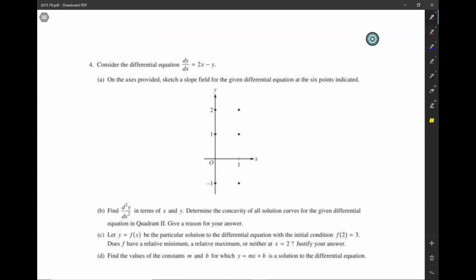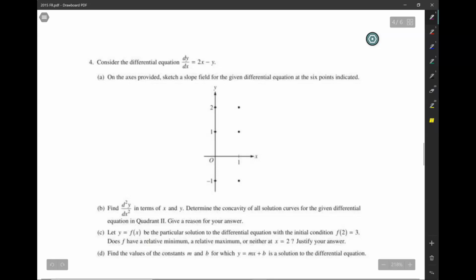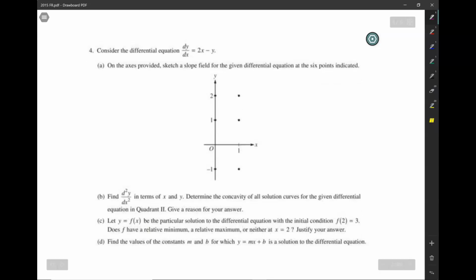Differential equation: dy/dx equals 2x minus y on the axes provided. Sketch a slope field. Okay, let's do this. Let's start with the bottom ones. Actually, let me do this. So along the y-axis, x is 0, right? So x is 0 there.